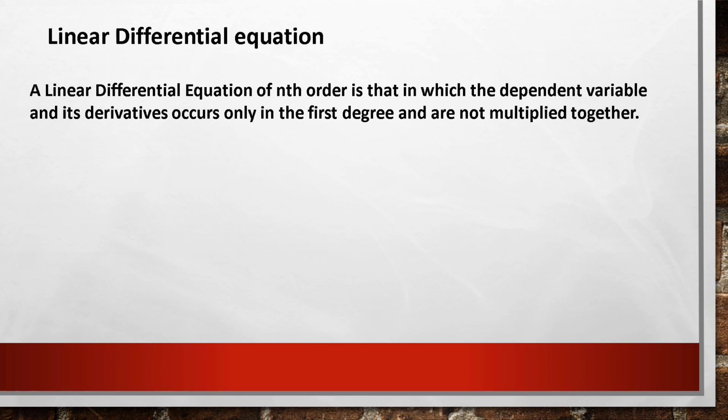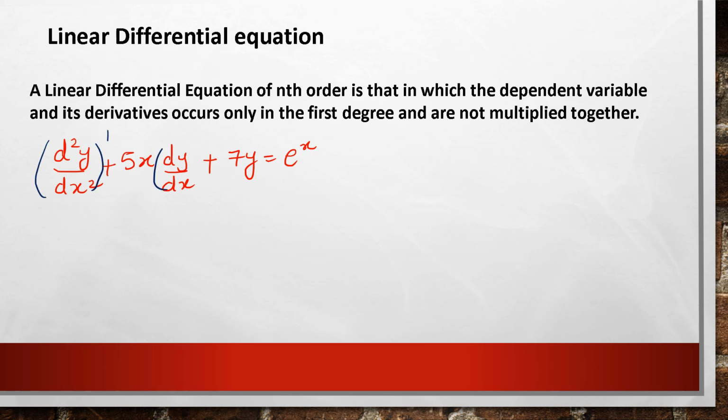It should not exceed 1. Moreover, their product is not allowed. For example, see this. In this example, you can see all the derivatives and the dependent variable have power 1 only. So our first condition is satisfied. And what about the second condition? The second condition says their product is not allowed.